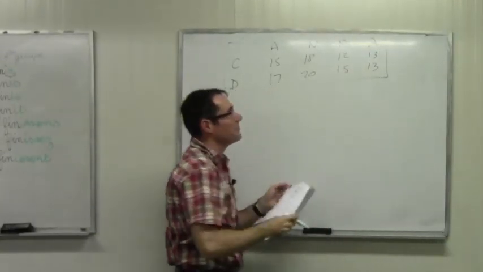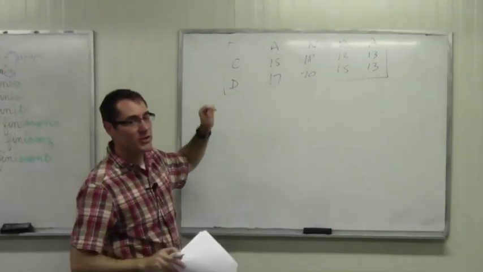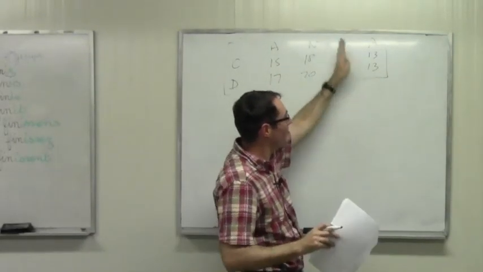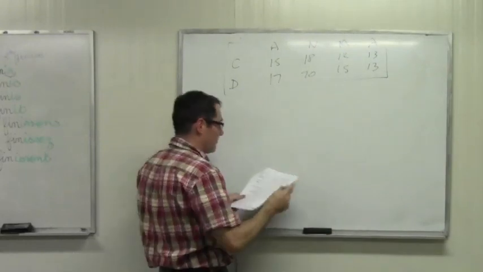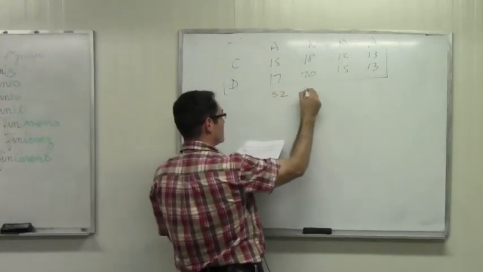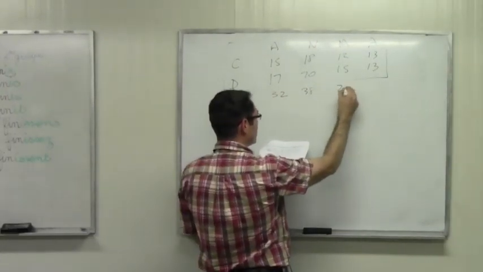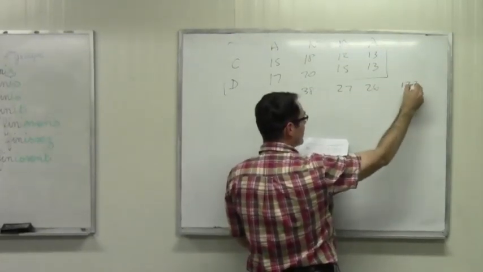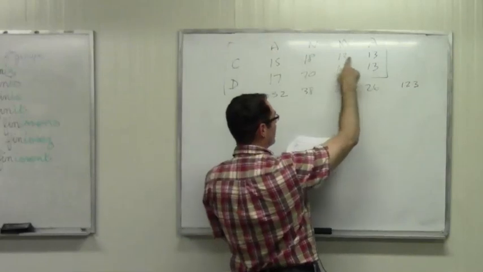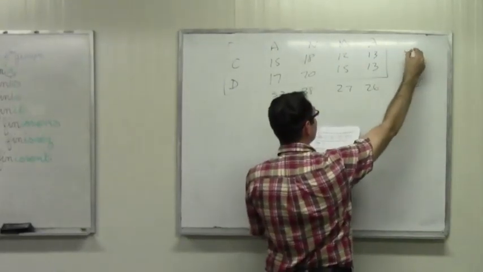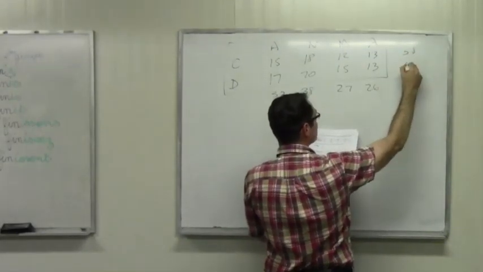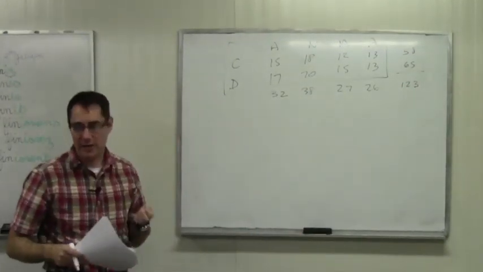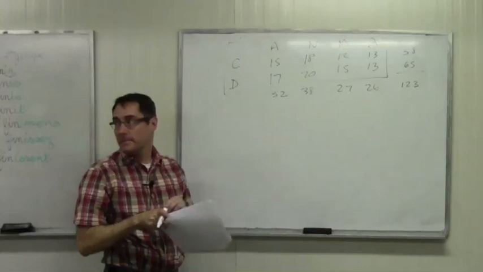Now, with these probability questions, I always say add up across, and then add up down as well. This is 32, this is 38, this is 27, and this is 26. When you add them all together, you get 123. This way, you add up the cats and you get 58, and then dogs is 65. If you add those up, you also get 123. A good way to check your answers.